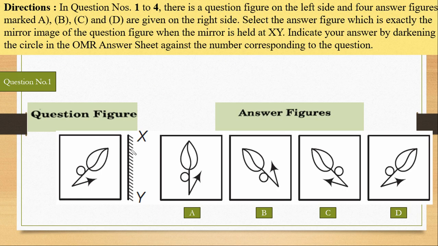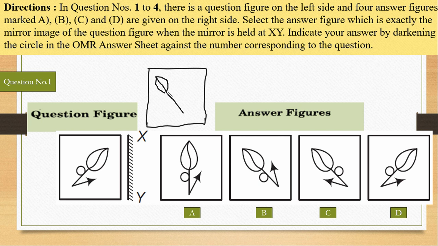So in this question, as you can see, the mirror is placed on the right hand side of the question figure. So use the tricks of mirror image, like the right hand side object should appear on the left hand side and left hand side things appear on the right hand side. So here I am drawing a square. As this is pointing towards the right hand side of the square, I am roughly drawing it, so it should appear on the left hand side like this.